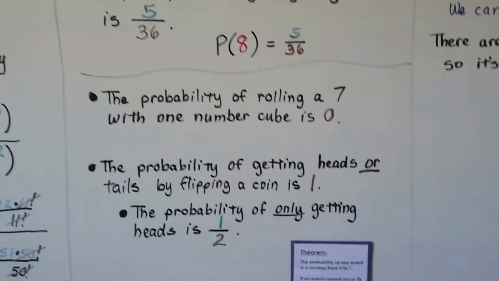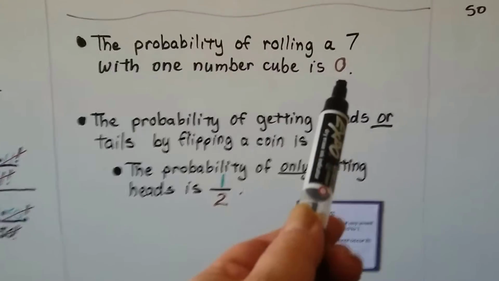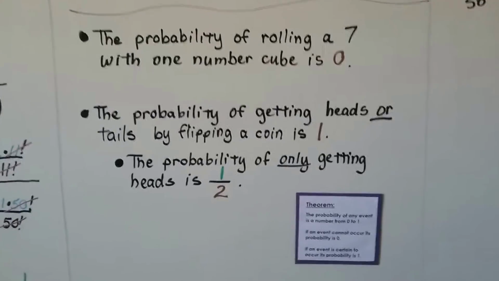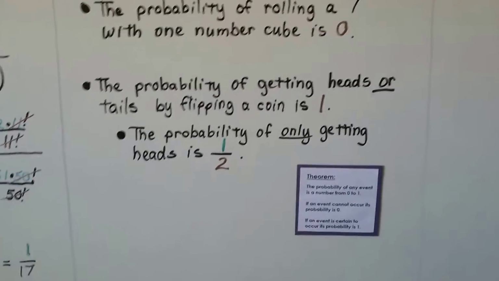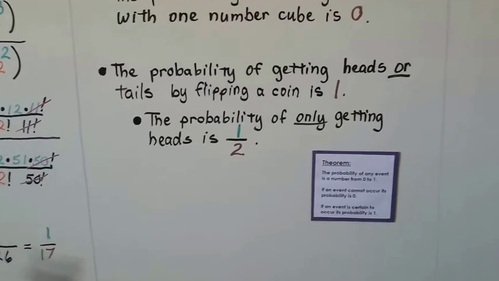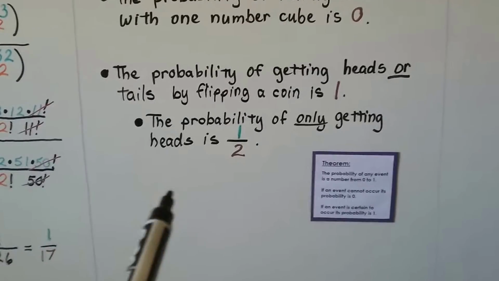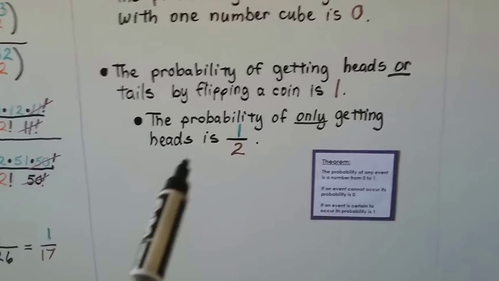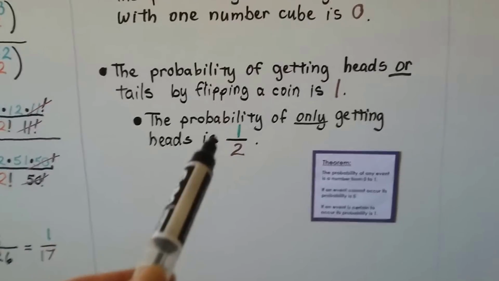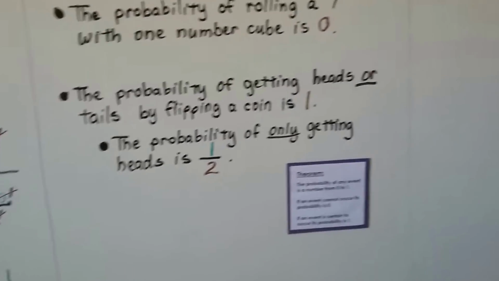Okay? The probability of rolling a 7 with 1 number cube is 0. There's no way. There's only 1 through 6 on a die, isn't there? So rolling a 7 is out of the question. So that probability is 0. The probability of getting heads or tails by flipping a coin is 1. You're certain to get a heads or tails, but the probability of only getting heads is 1 over 2. It's half. There's 1 heads on 2 sides of the coin, isn't there? So your probability is half.